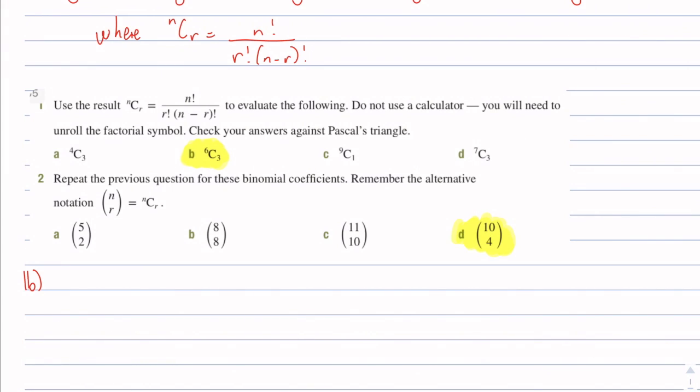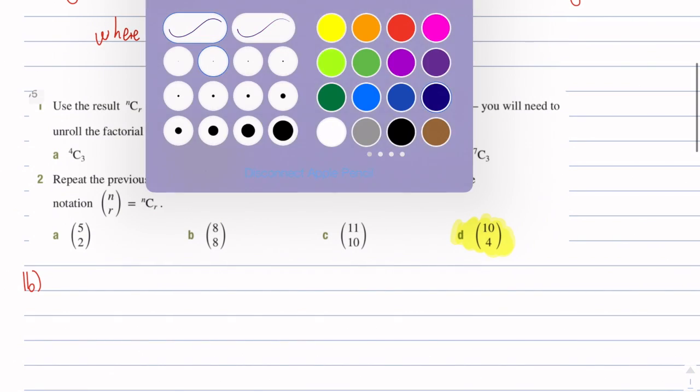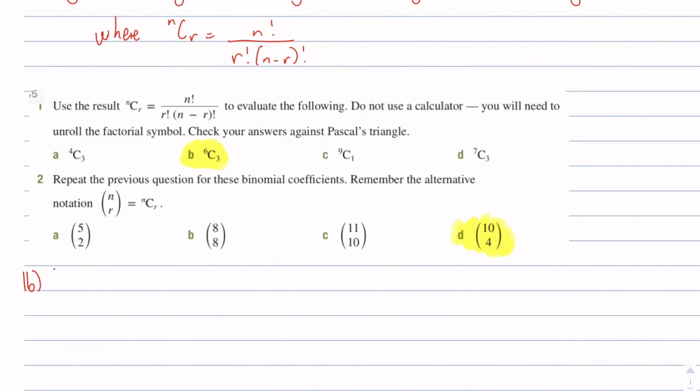Okay, so let's have a look at question 1b to start with. We've got 6C3 and they've asked us to do it without a calculator. So 6C3 is going to be 6 factorial over 3 factorial times 6 take 3 factorial. So we've got 6 factorial over 3 factorial times, 6 take 3 is 3 factorial.